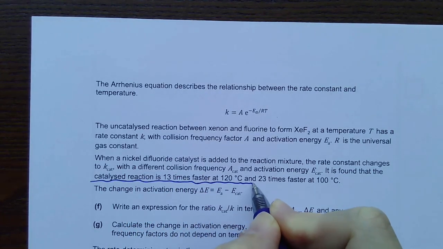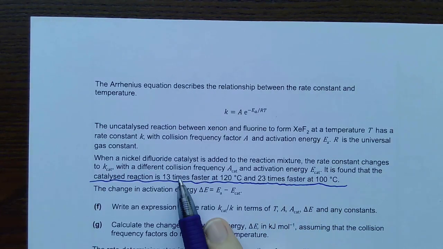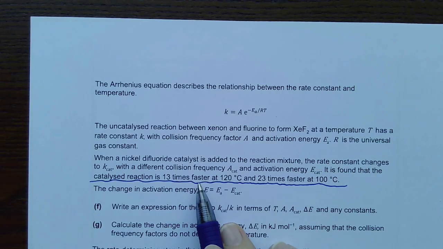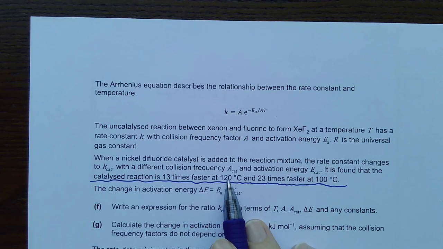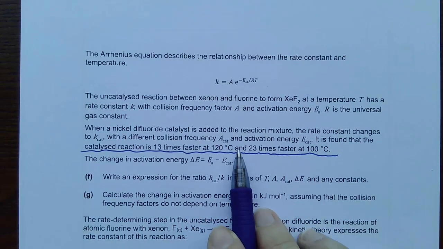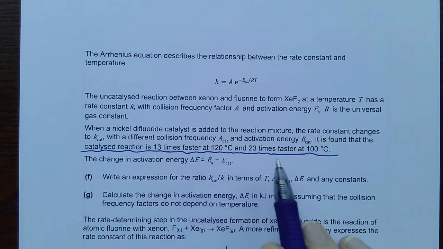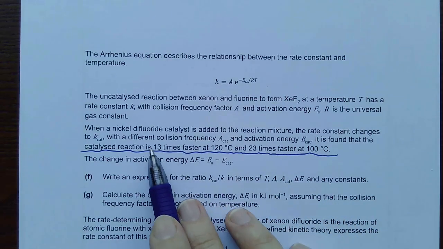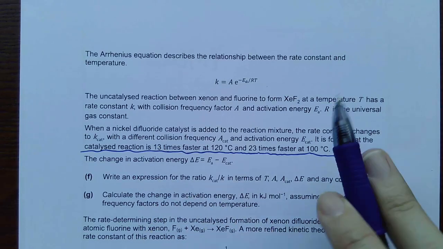reaction is 13 times faster at 120 and 23 times faster at 100, which is a little bit odd. I guess it's always faster, but the effectiveness of the catalyst seems to be inversely proportional to temperature. I don't know if that's a general case of catalysts, I don't know enough about catalysts. Obviously, the higher the temperature, the faster the reaction. It's just that the higher the temperature, the effect of the catalyst diminishes. But anyway, that's beside the point.